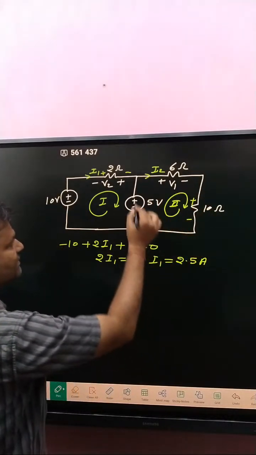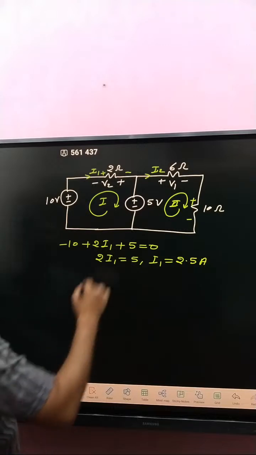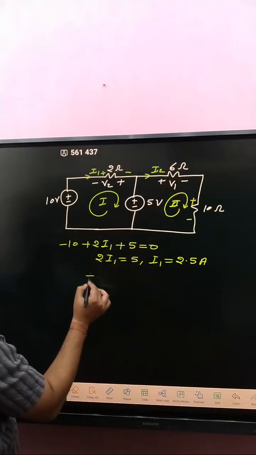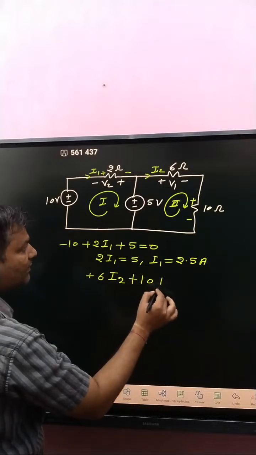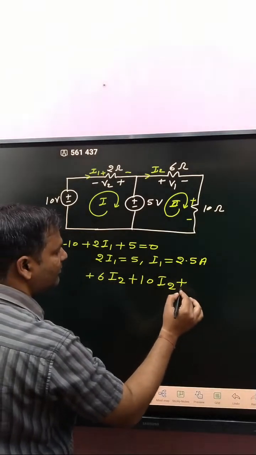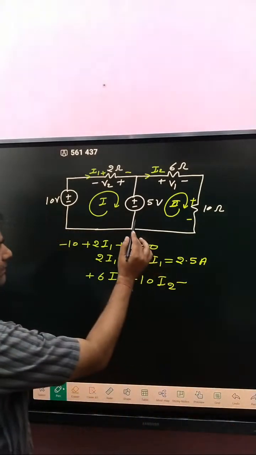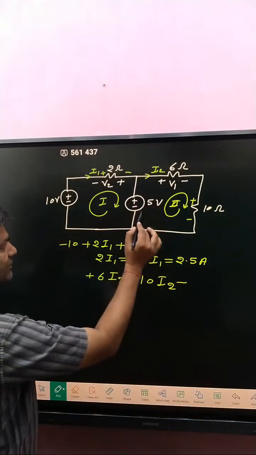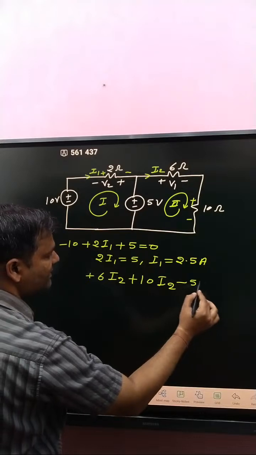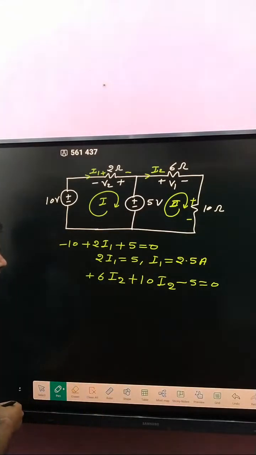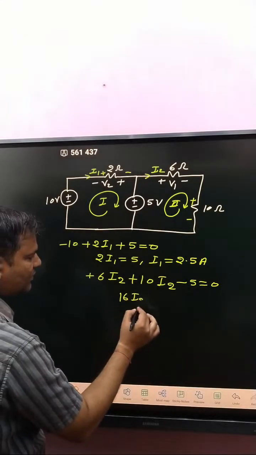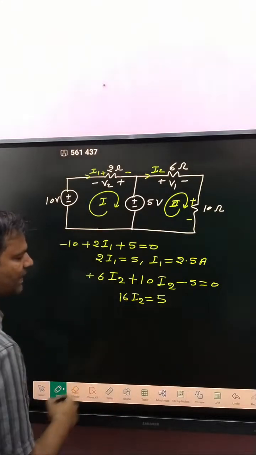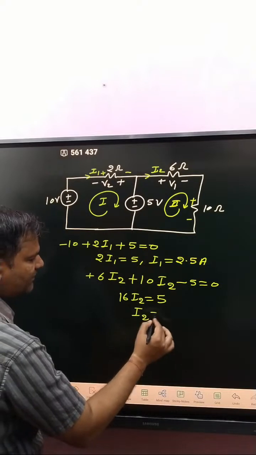Now after that, if we apply KVL in this loop, then we got plus 6 into I2 plus 10 into I2. Current loop corresponding to here, so minus to plus, so minus. First sign is minus. So that is 16 I2, this will equal 5. So what about I2? I2 is 5 by 16.